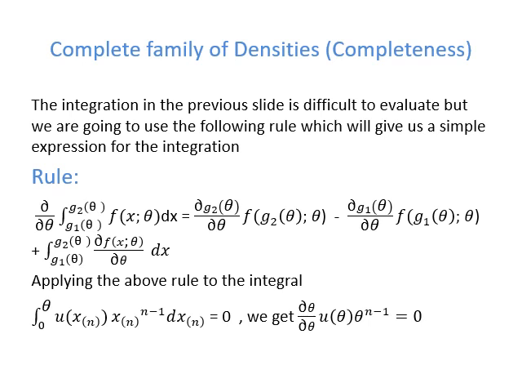So the second term will read partial g1 theta with respect to theta f g1 theta. This is the second term. What about the third term?